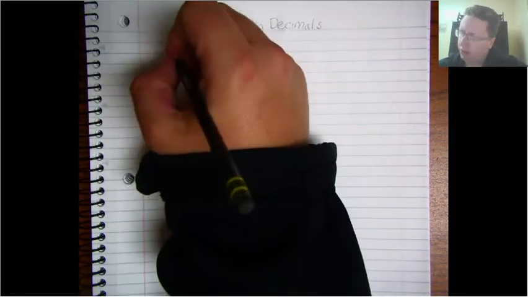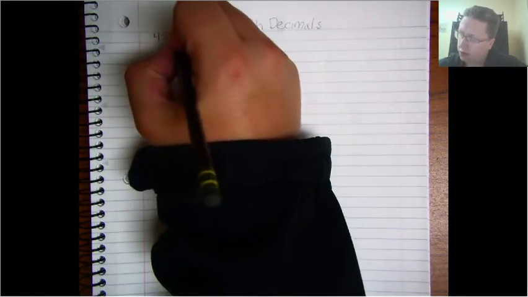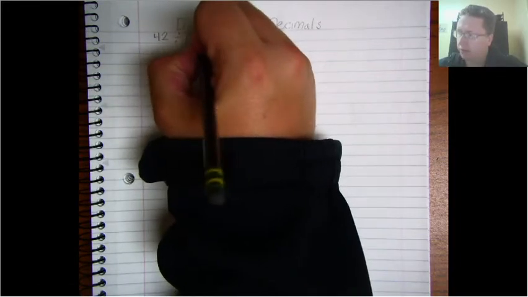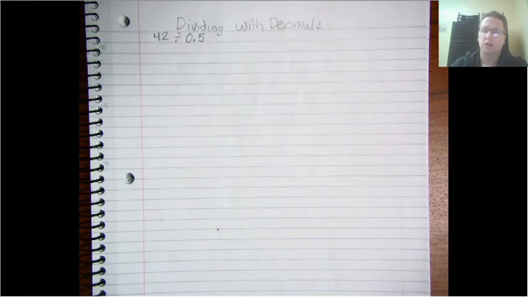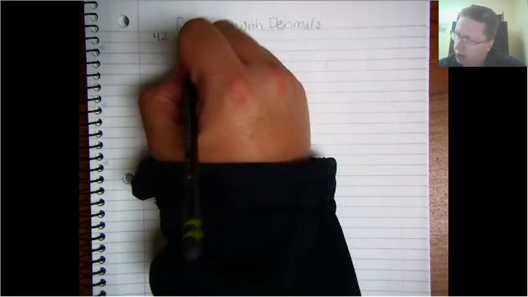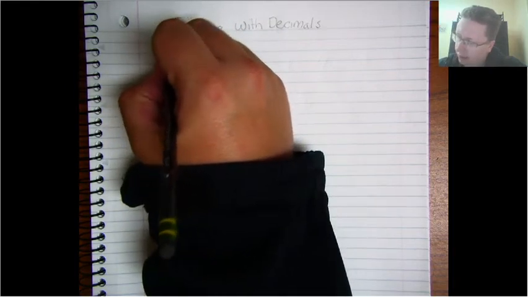Let's say you have a problem that says 42 divided by 1/2, which is 0.5. So let's go ahead and set it up like we're going to solve it. 42 divided by 0.5.